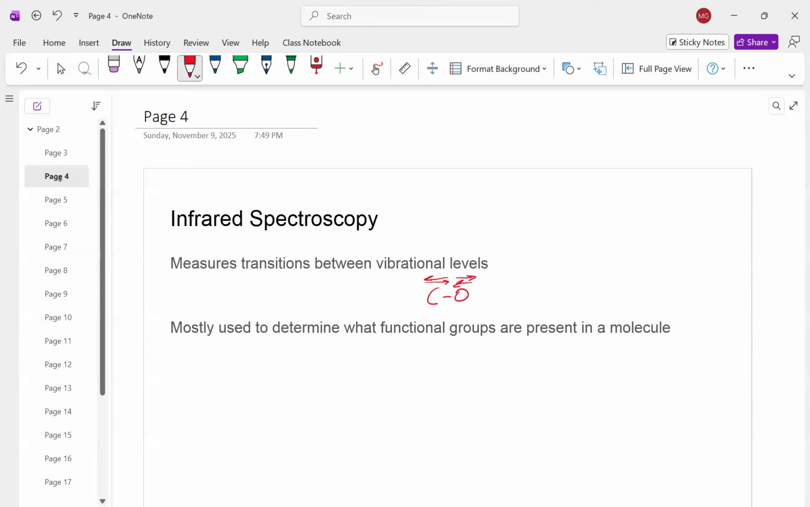But then what happens is if we expose that to infrared light, then that change gets bigger. There's a lot more compression and then decompression and so on and so forth. And really, this measures a big change in the dipole moment.